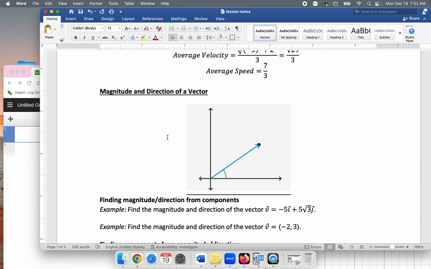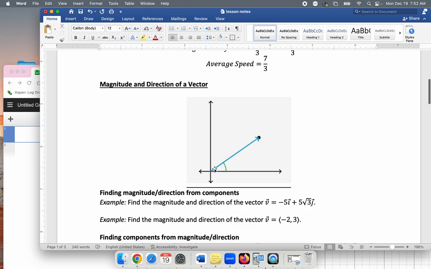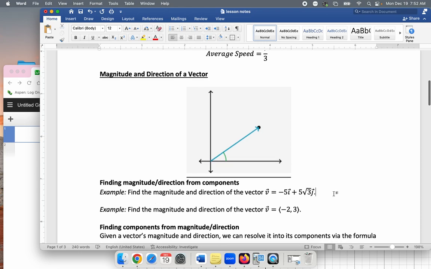And we can do the same thing with vectors. So given a vector in the plane, we can think of it in terms of the magnitude, which is just the length of the vector, and the direction, which is again just this same angle as measured from the positive x-axis, as always. So we'll do a couple of examples.